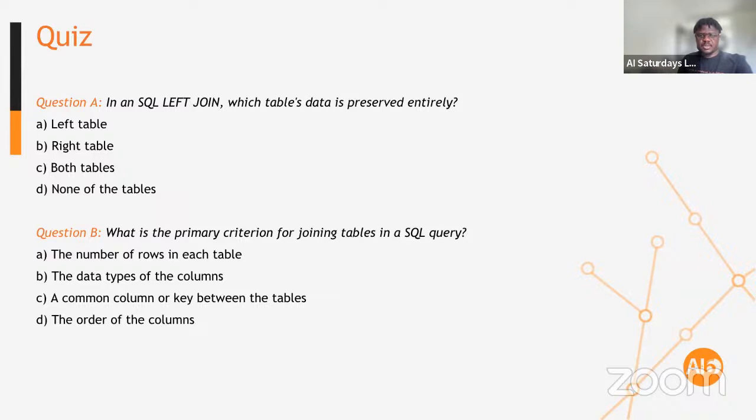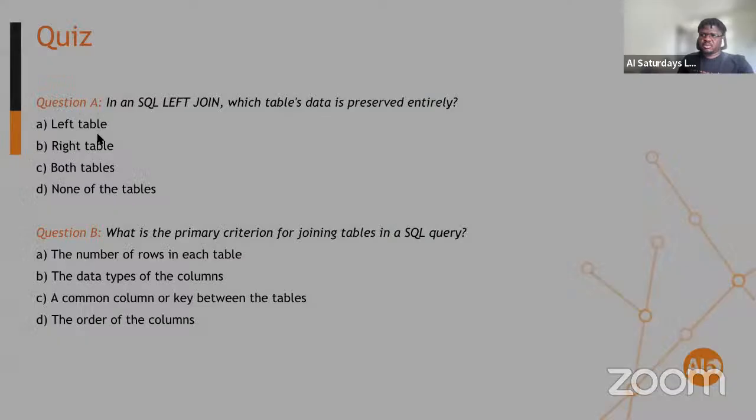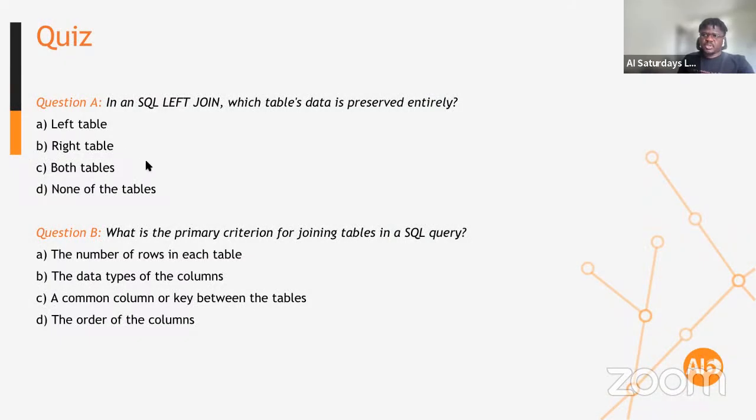Thank you. So I see that we're getting the same response. That's left table. So in an SQL left join, like I said, you maintain the entire table, which is your left table, and then include what is common between both tables when you want to add items from the right table. So a flip side of this question is, in an SQL right join, which table's data is preserved entirely, which would be the right table? But for this question, the response is left table, which is correct.